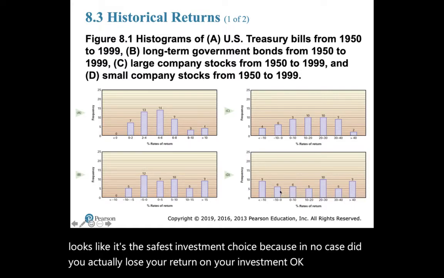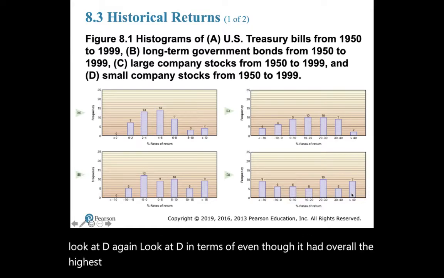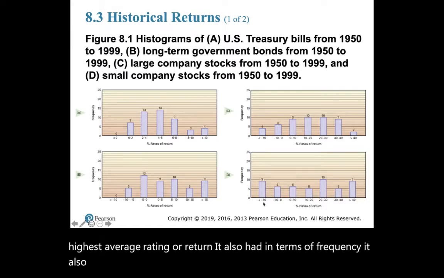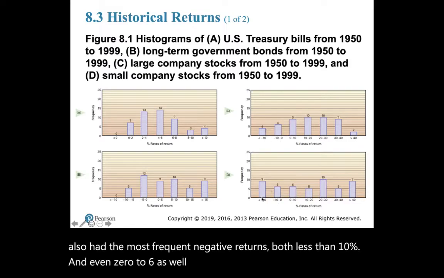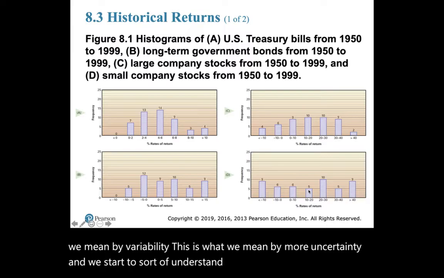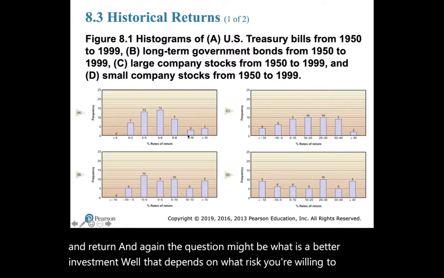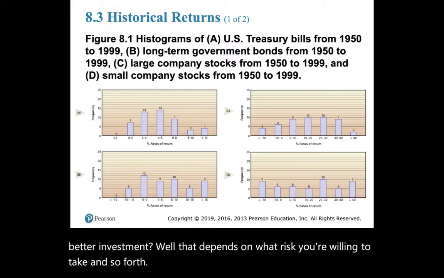Whereas if you look at D again, even though it had overall the highest average rating or return, in terms of frequency it also had the most frequent negative returns, both less than 10% and even 0 to 6% as well, tied with C. So you can see this is what we mean by variability. This is what we mean by more uncertainty. And we start to understand the relationship between risk and return. And again, the question might be, what is a better investment? Well, that depends on what risk you're willing to take and so forth. But it's important just to see that visually.